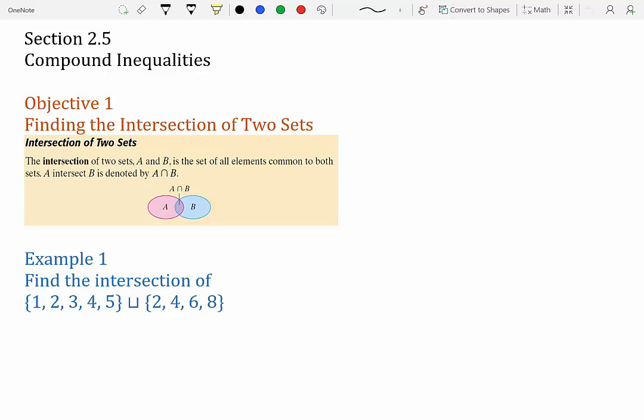Section 2.5, Compound Inequalities. Objective 1, finding the intersection of two sets. So the intersection of two sets A and B is the set of elements common to both sets.